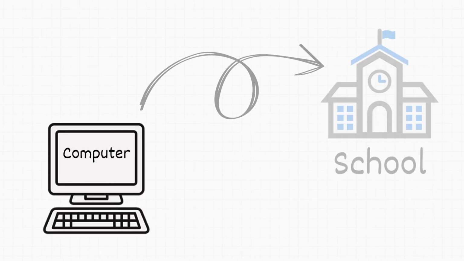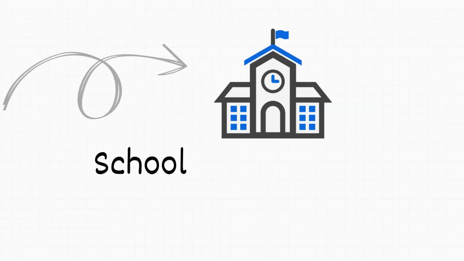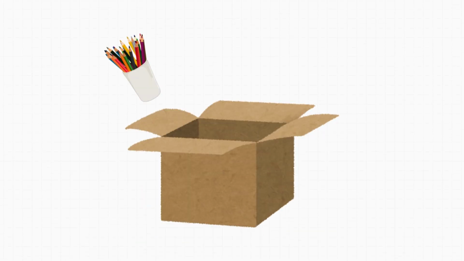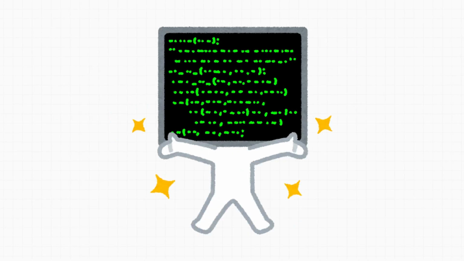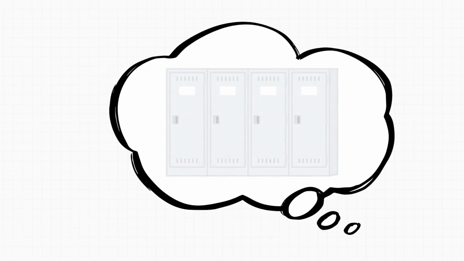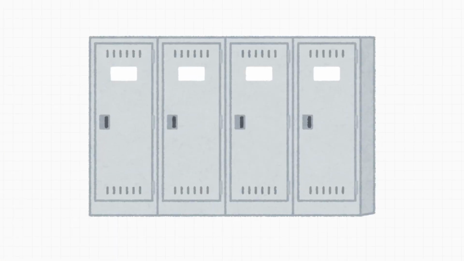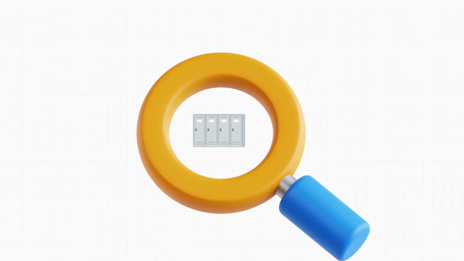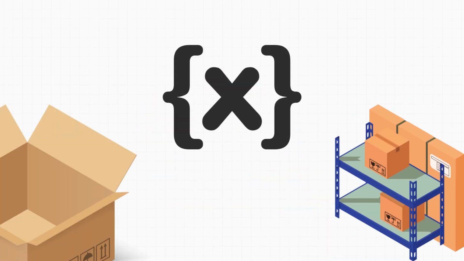The mystery of the lockers. Think of your computer like a school. And just like in schools, we need to store stuff like pencils, books, and whatnot. In programming, we use variables to store information. And you can think of a variable like a locker, a place to put things, give them a name, and find them later. A variable is a named storage space.